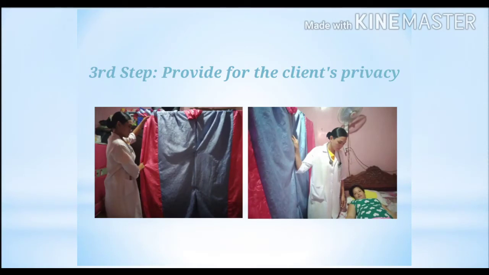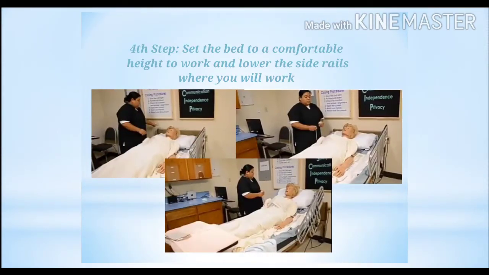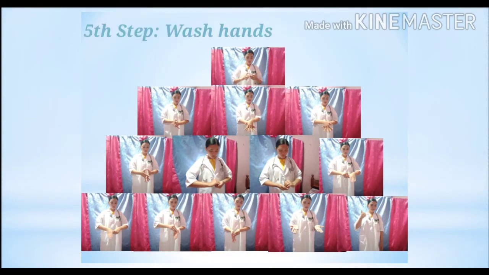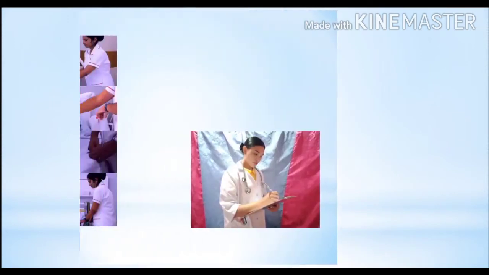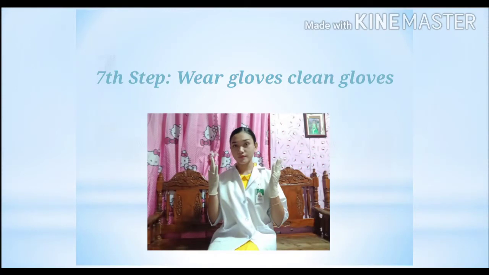And the third step, provide for the client's privacy. The fourth step, set the bed to a comfortable height to work and lower the side rails where you will work. The fifth step is to wash hands. The sixth step is to check the mother's vital signs and record. The seventh step, wear clean gloves to prevent the transmission of microorganisms.